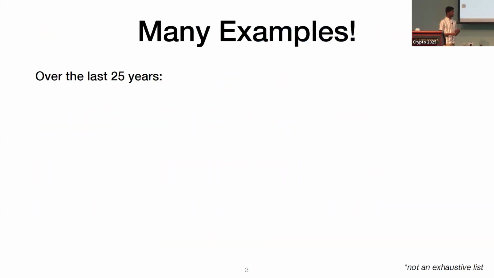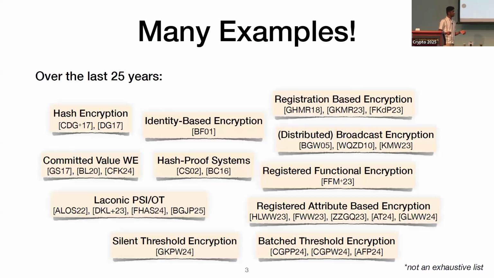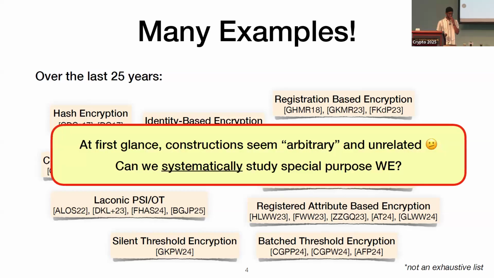And if you go and look in the literature, there are actually a lot of examples of special purpose witness encryption schemes. Starting with IBE and hash proof systems back in the 2000s, there have been a lot of works since then, and they all either explicitly or sometimes implicitly use special purpose witness encryption schemes.